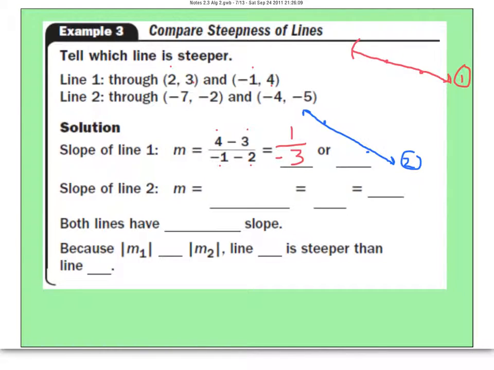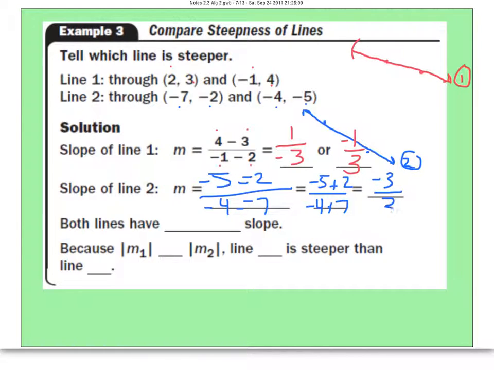Or you can move that negative sign to the top if you want. Both of these are valid answers. It doesn't matter where the negative is, on the top or the bottom. Now, for line 2, I'm going to do negative 5 minus negative 2, then negative 4 minus negative 7. It's going to be negative 5 plus 2 over negative 4 plus 7. It's going to simplify to a negative 3 over a positive 3, or negative 1.